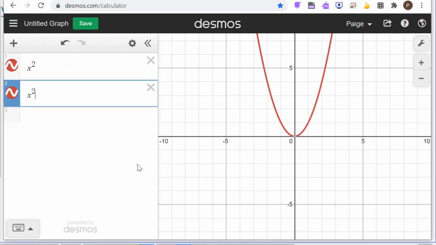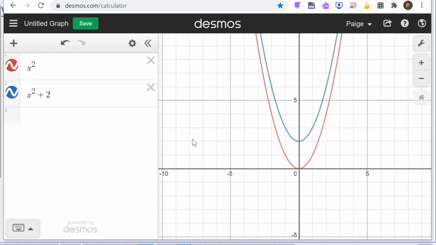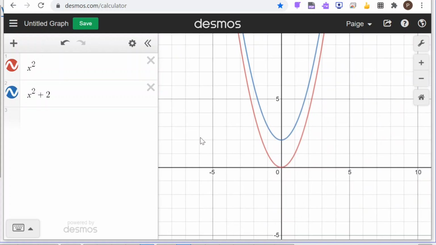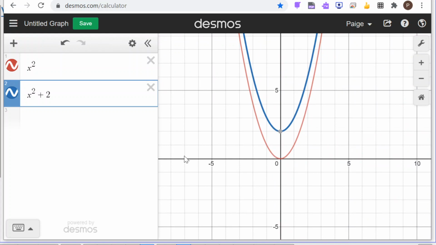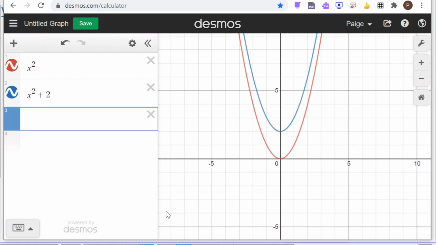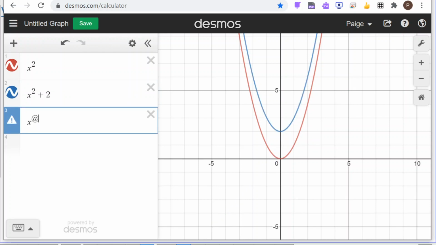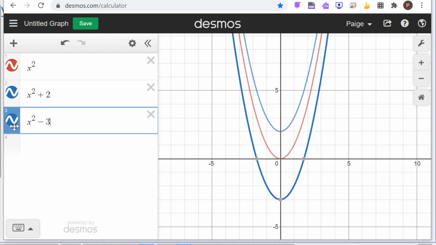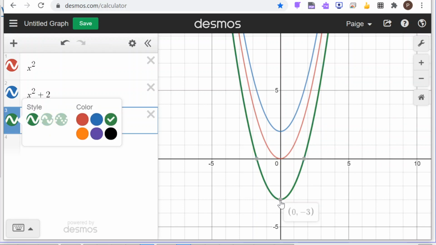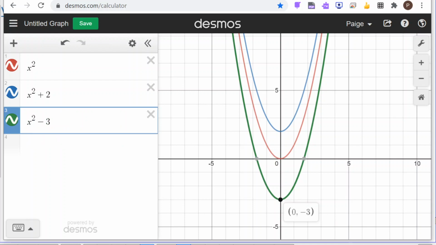We're going to say what happens when, after the squared on the outside, I add 2. Let's change the color just so we can compare this. Well, my graph, and it's kind of hard to tell, but my graph is just as wide. All I've done is I've moved it up. And if I notice by my vertex, I've actually moved it up 2 points. What happens if I subtract some value? And notice here again, it's just as wide, but I've moved it down 3 points.